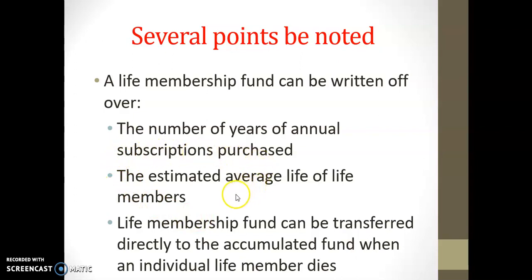Okay, so the lifetime membership fund can be written off. And also if a member does that, then what is left over can be transferred to the accumulated fund.